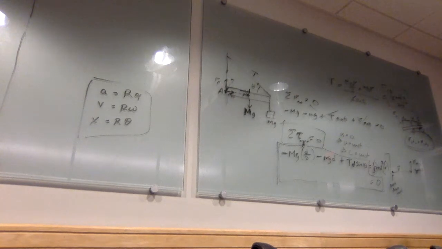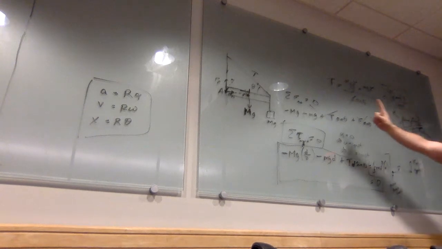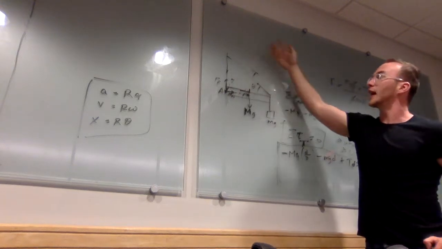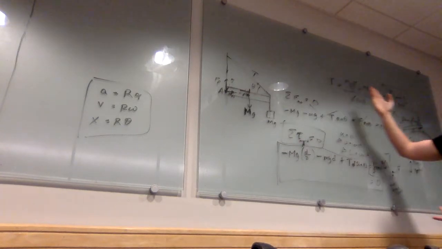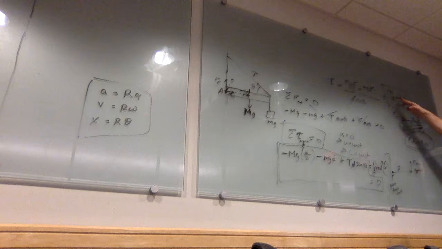So, okay, let's take some limits. What if sine theta went to 1? That means the angle went to 90 degrees. So somehow you attach it up here. Well, okay, you get some number, M over 2 plus little m.